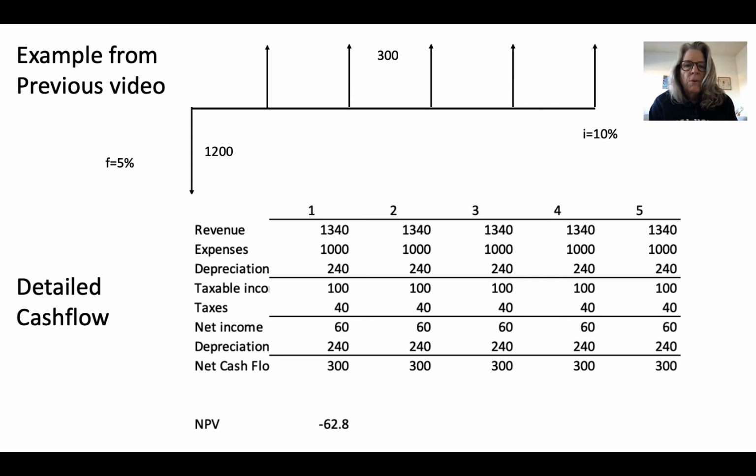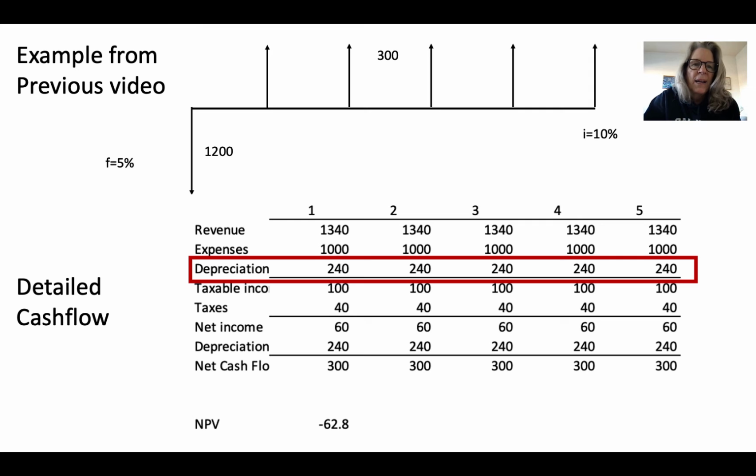You can see revenue, expenses, depreciation, and that depreciation I assumed is straight line depreciation. So we have $1,200 divided by the 5-year life, so it ends up to be $240 per year. Now you remember the depreciation is set in the year in which you bought the equipment. In this case, we bought it in time period 0, and that dictated the depreciation schedule for the next 5 years. And then that gave us income, taxes, net income, depreciation, and cash flow. And then the net present value is minus 68.2.